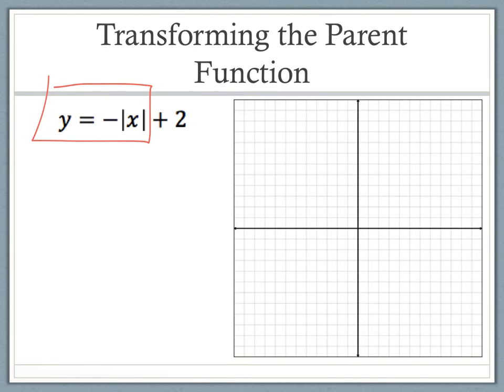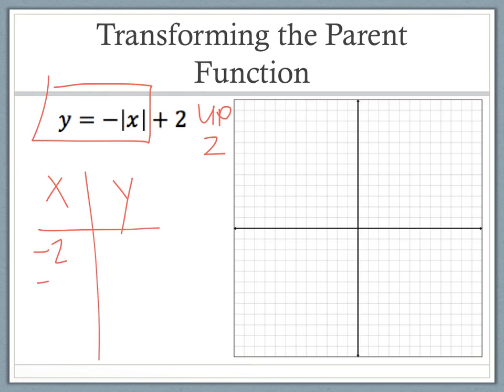Okay, I have this +2, but I notice it's on the outside of the absolute value, so it's going to be a k shift, so that's up or down. It's a +2, so we're going to go up 2. Now I'm going to make my table, x and y. Okay, -2, -1, 0, 1, 2. Okay, 2, 1, 0, 1, 2. Always make this table, and then now let's decide.